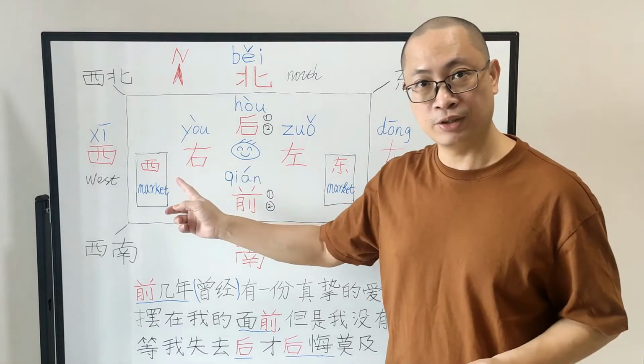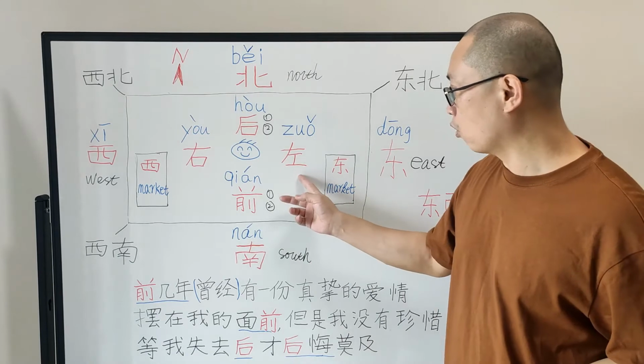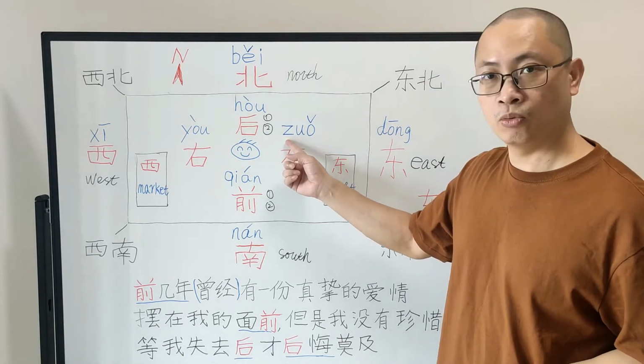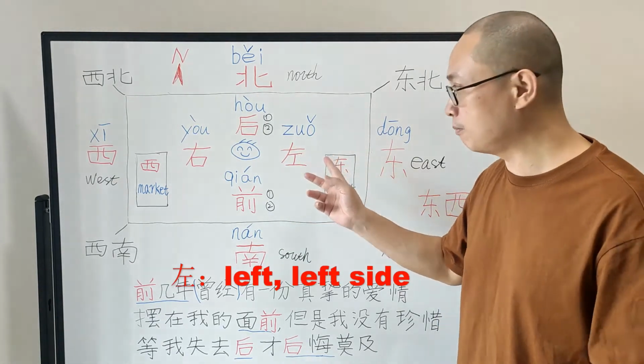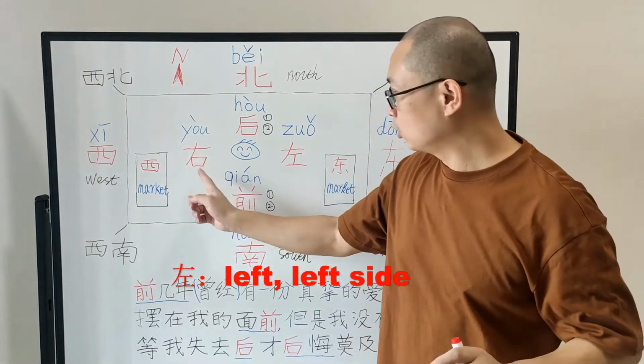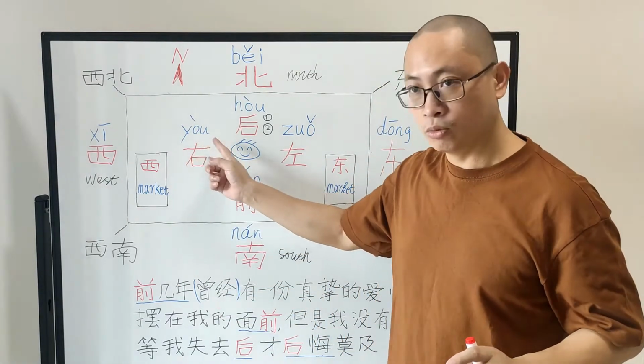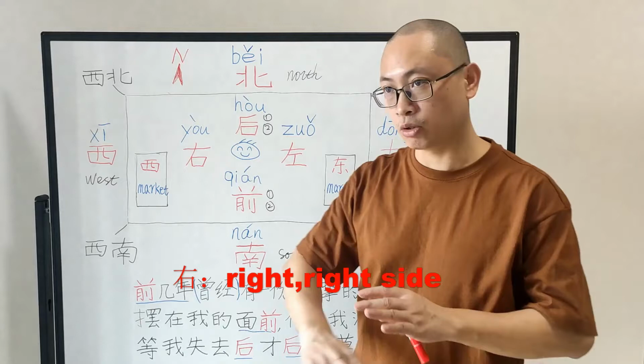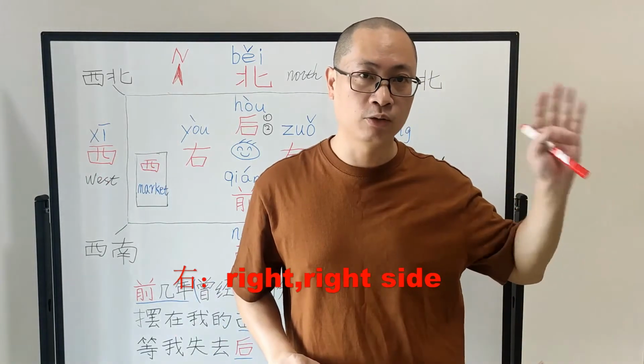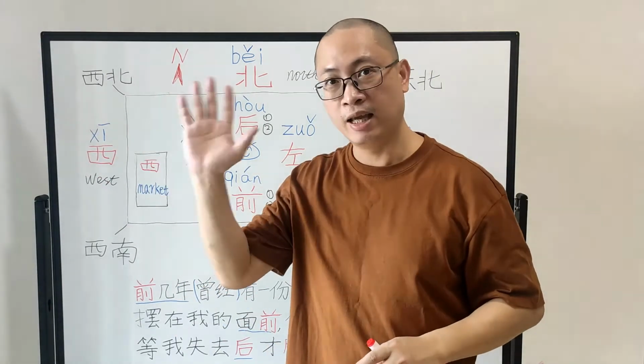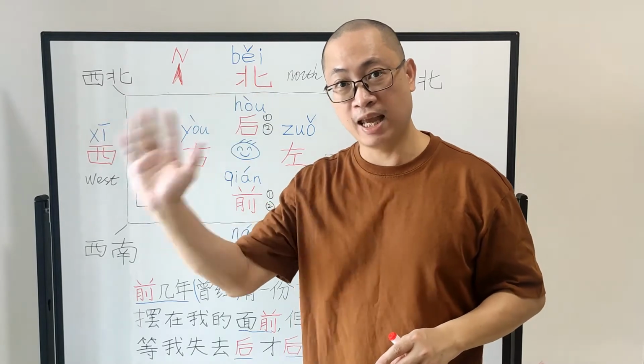左 zuo means left. 右 you means right. Left hand, 左 hand. Right hand, 右 hand.